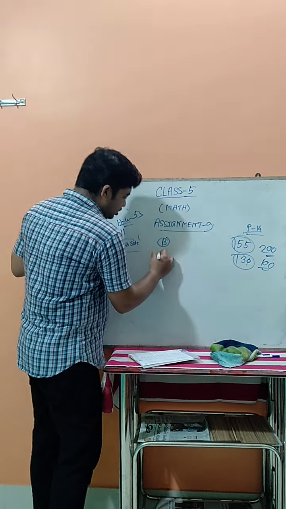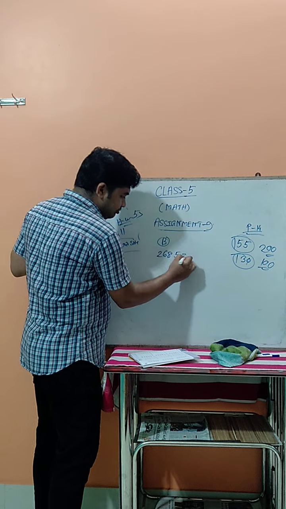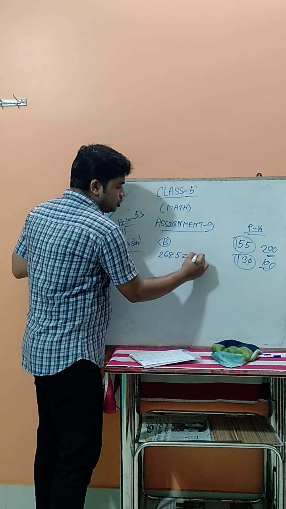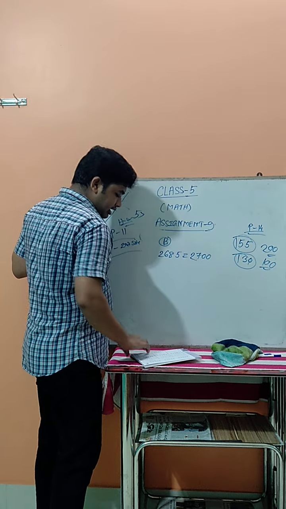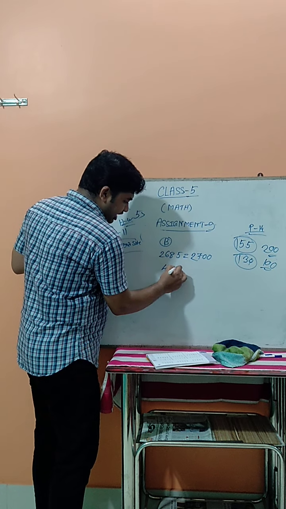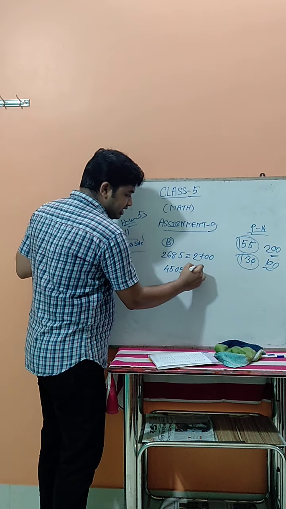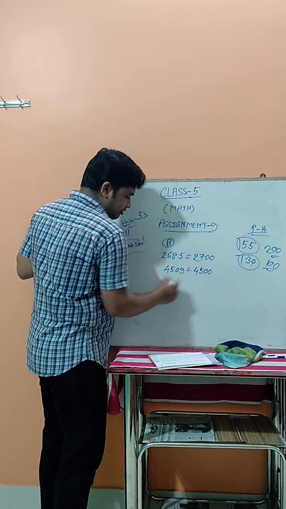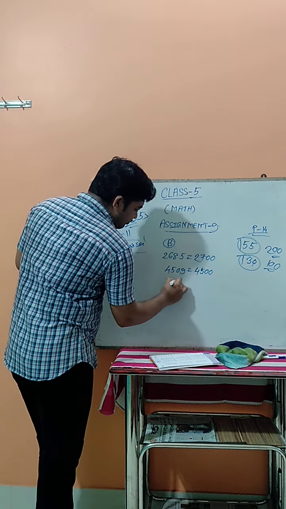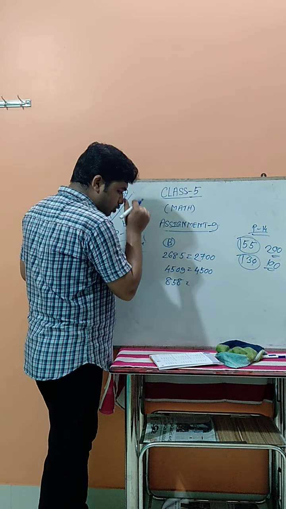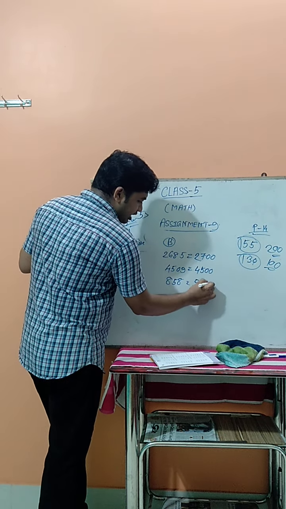Now see 2,685. 85 is more than 50, so 2,700. Second one, 4,509. Now here it is 4,500, 9 is very less, so 4,500. Now 858. 58 is more than 50, so it becomes 900.